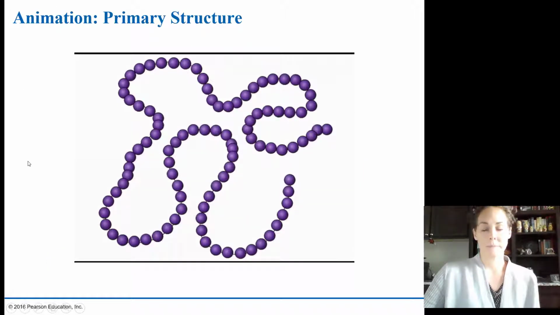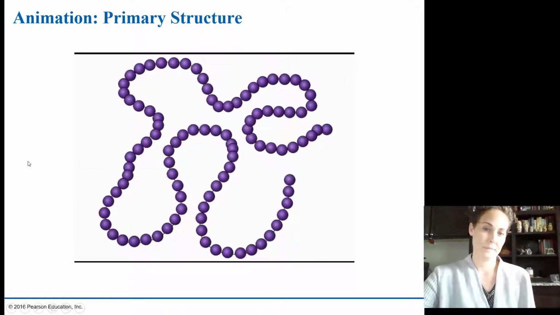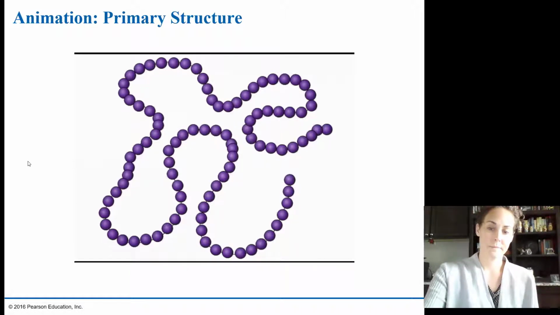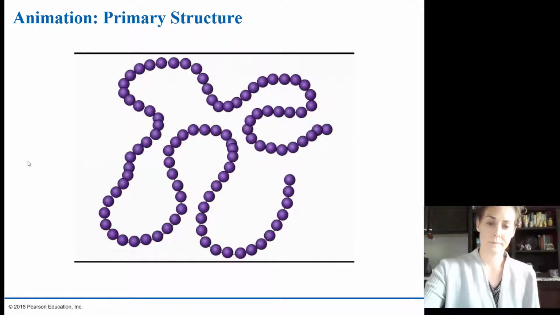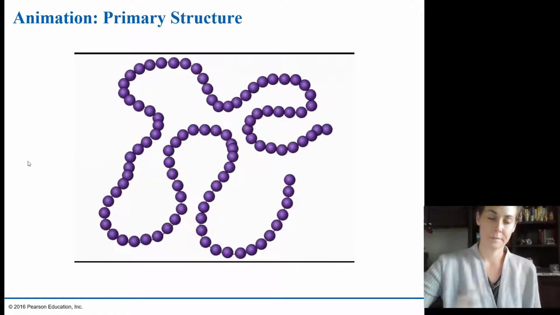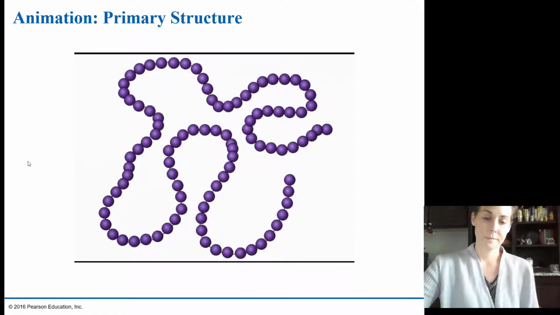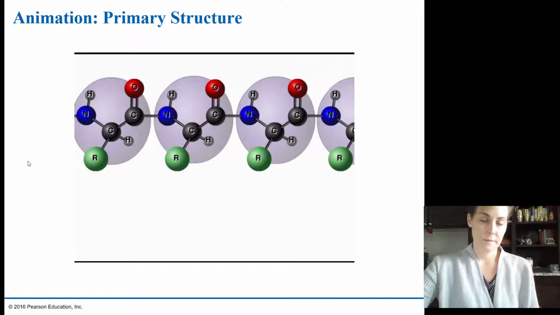Each protein has a unique primary structure, a particular number and sequence of amino acids making up the polypeptide chain. 20 different amino acids are used to build proteins. Theoretically, the various amino acids could be linked in almost any sequence, forming an almost infinite variety of different proteins. This illustration shows some of the amino acids making up the primary structure of a protein.